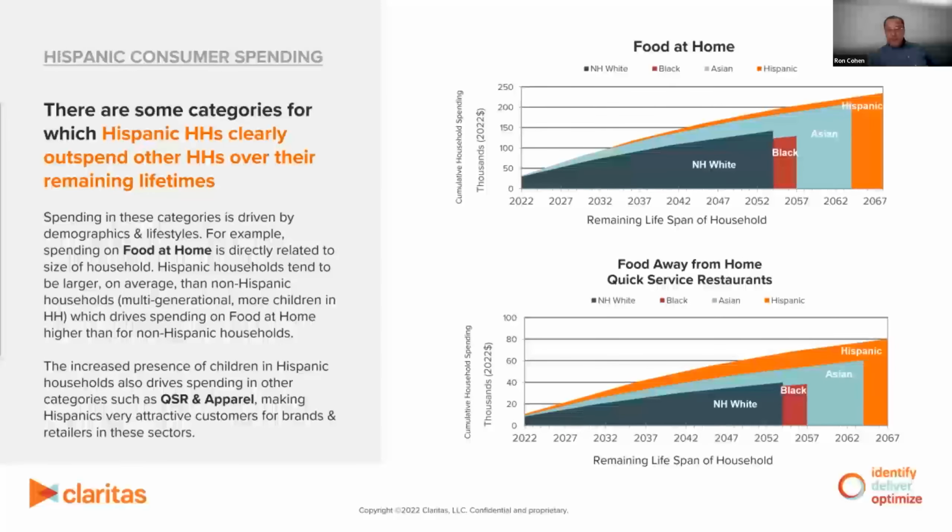It's driven primarily by the size of Hispanic households. They are on average significantly larger than non-Hispanic households. Why? They're more likely to have kids, they're more likely to have more kids, and they're more likely to be multi-generational. So all that adds up to significantly more people per household on average than non-Hispanic households. That means more food, more food spending, more food consumed. So you can see the orange line already outspending the other groups in the near future, and certainly in the long term.